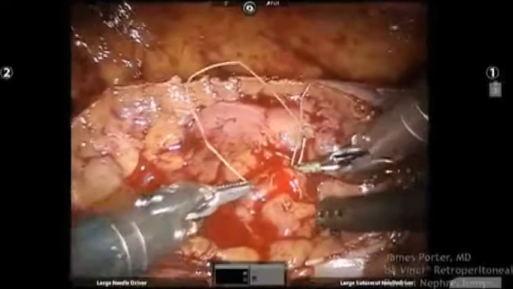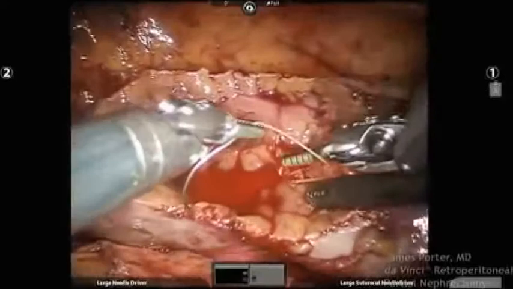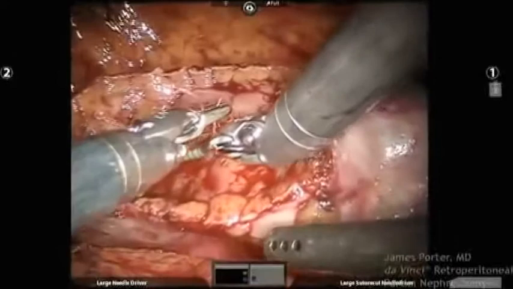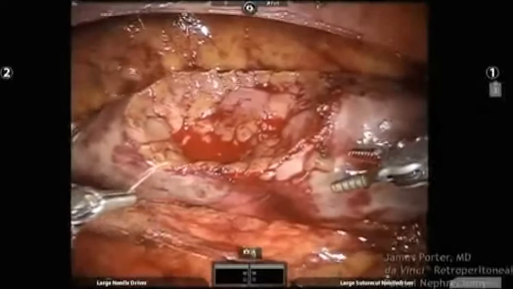In my series, when we went to the robotic approach and also the running, using the 2-0 Vicryl, the base of the lesion, I think it does two things. Once it closes that defect, it closes any collecting system, but also starts to bring the capsule together. The percentage of pseudoaneurysms has gone down compared to the laparoscopic approach.